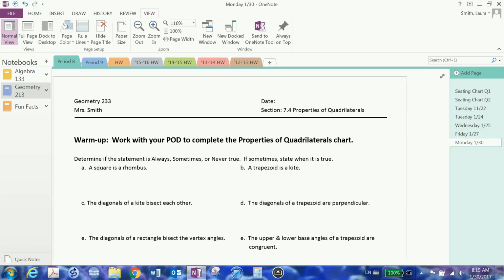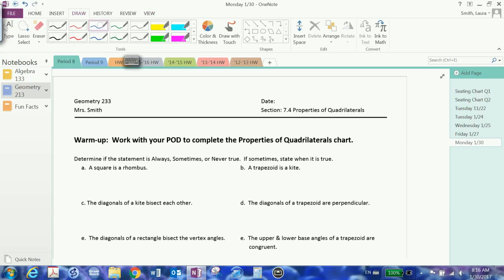Okay, so now let's work on some always, sometimes, nevers. It's a good idea if you pause the video and you try these yourself and then come back and we'll go through them. Okay, welcome back. So, always, sometimes, never. A square is a rhombus. Well, since a square is at the bottom of our flow chart, it is always a rhombus.